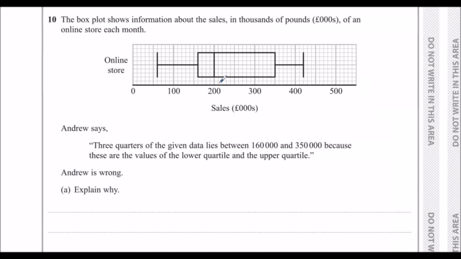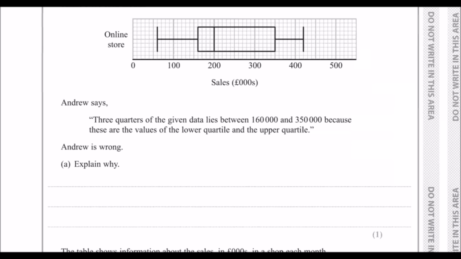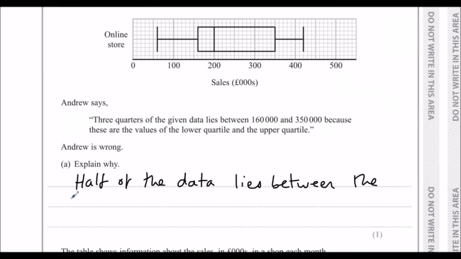So half of the data lies between the lower quartile and the upper quartile. So 1/4 of the data is between the lowest and the lower quartile, 1/4 between the lower quartile and median, 1/4 between the median and upper quartile, and 1/4 between the upper quartile and the highest value. So it's half of the data. Half of the data lies between the lower and upper quartiles.